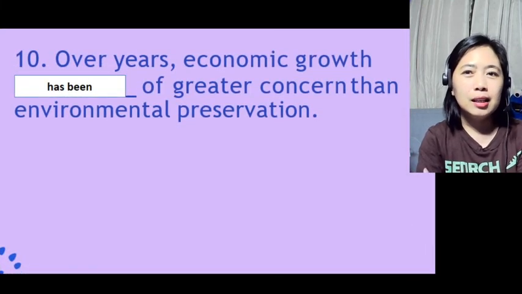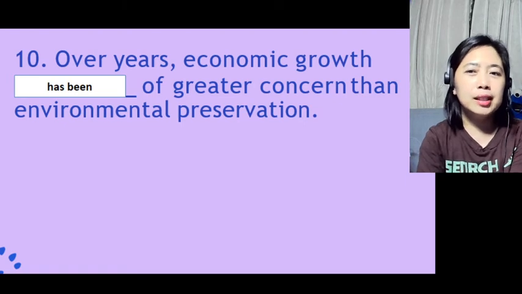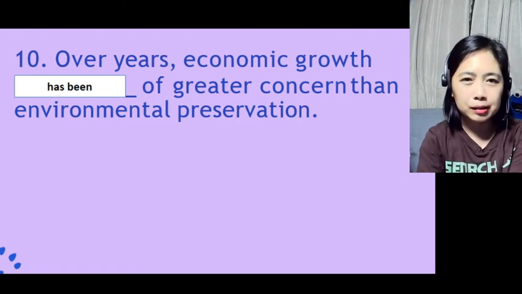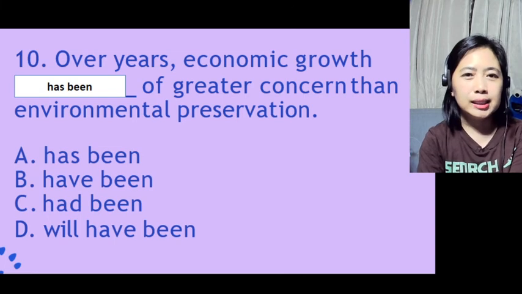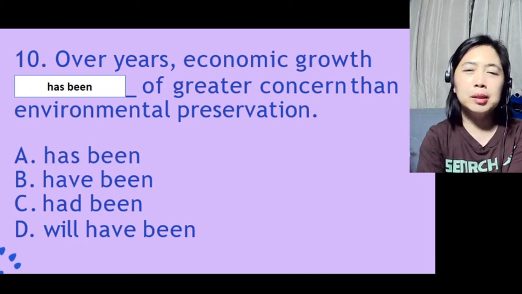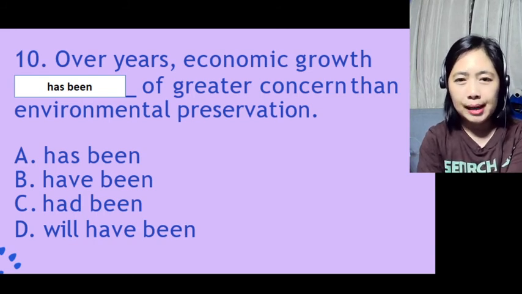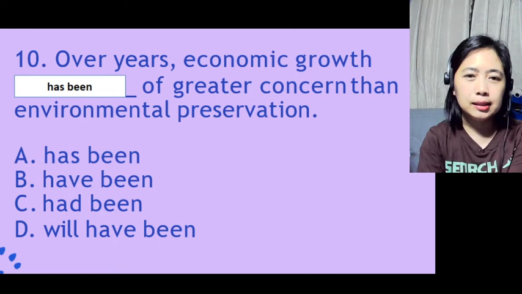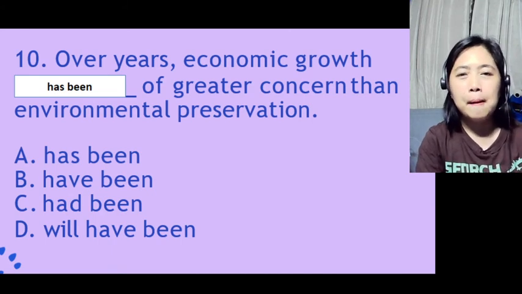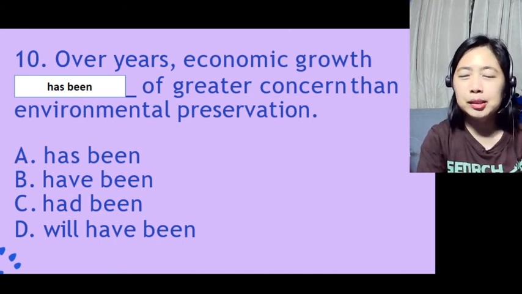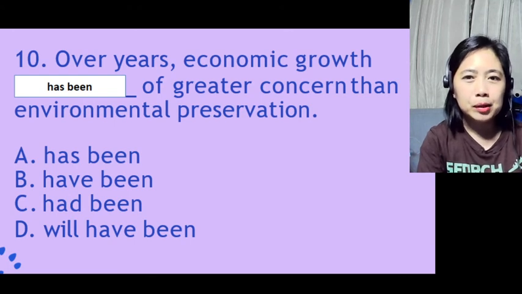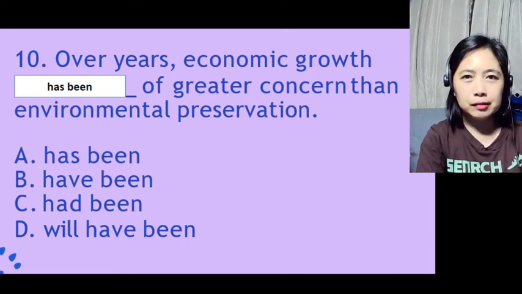Over the years, economic growth has been of greater concern than environmental preservation. These are the choices. So why do we say it has been? We have here economic growth, singular in form. That's why it has. It can also be has alone, but since our choices have it, it's in the present, not present continuous, but present perfect, of greater concern than environmental preservation.